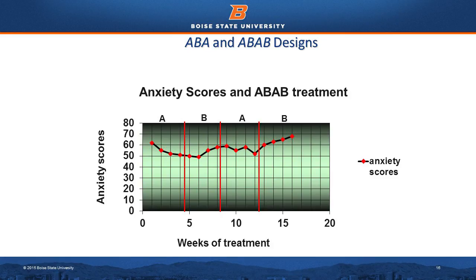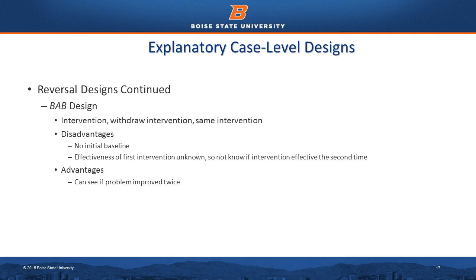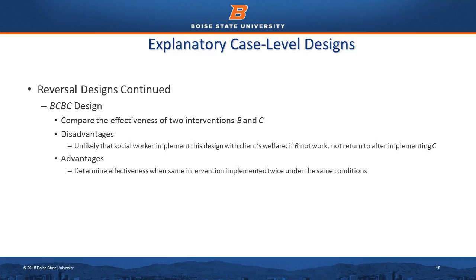This graph demonstrates the sequence of reversal ABAB design. As stated previously, the client may necessitate the immediate implementation of an intervention. However, we may do a reversal design in a different sequence, such as BAB, with the intervention first, followed by a baseline of A phase, followed by the intervention or B phase. The advantage is that you can see if the problem improves twice. As with other designs, we may implement more than one type of intervention.